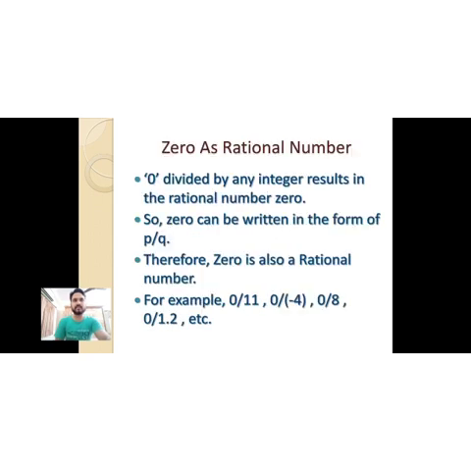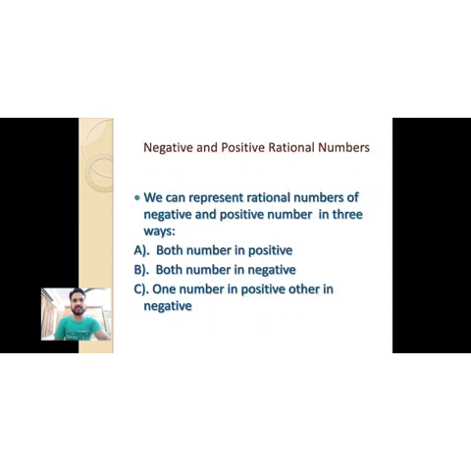So 0 is a rational number. 0 divided by any integer results in the rational number 0. 0 divided by any rational number, the answer is 0. So 0 can also be written in the p by q format. So 0 is a rational number.